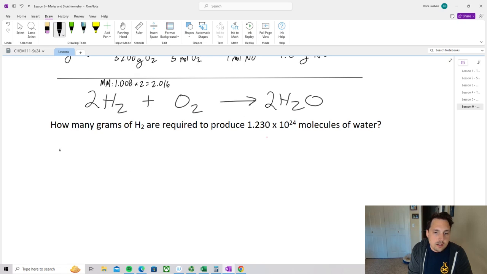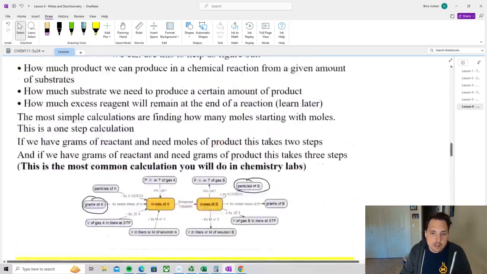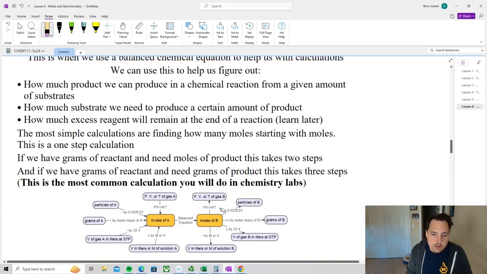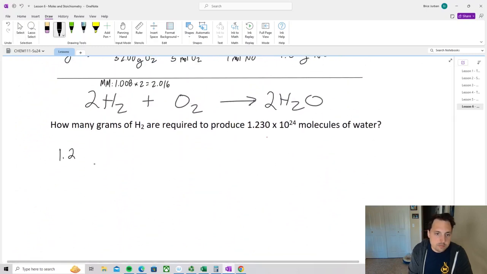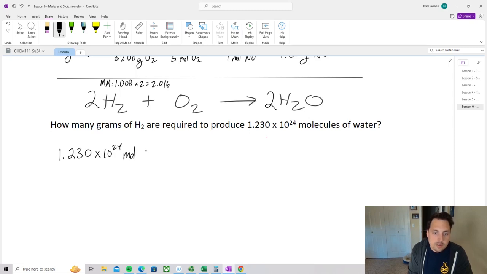So we'll need that. But we need to start with the molecules here. Actually, I did this backwards. Let me fix that. I'm sorry. That's why you have to read the problem correctly. Particles of A to grams of B. So we're going to go the opposite direction. And if you don't know where to start, try canceling out your units. That is going to be the key here.